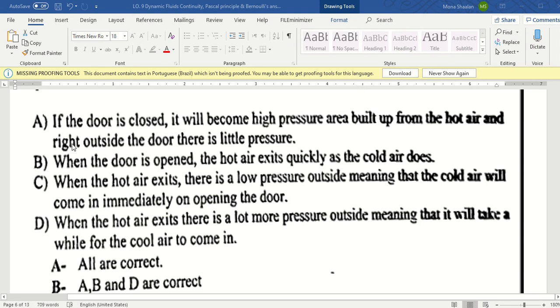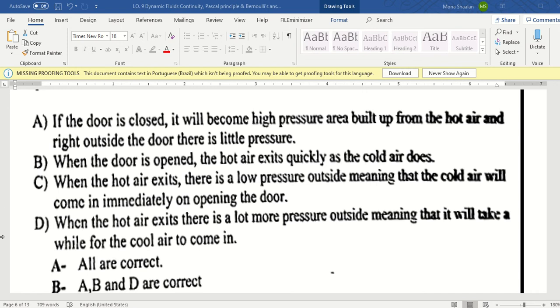If the door is closed, it will become a high pressure area built up from the hot air inside. Of course, there is a larger temperature that causes the hot molecules to increase the pressure, so there is a region of high pressure inside the room. And right outside the door there will be low pressure, as the cold air outside has a low pressure value. When the door is open, the hot air exits quickly, and the cold air comes in.